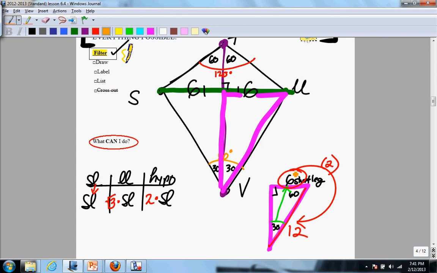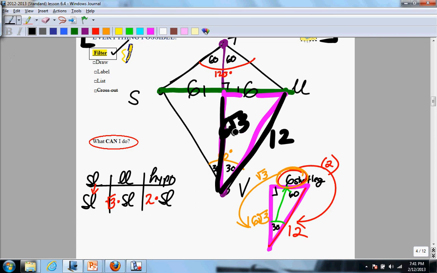Now we're going to go to the long leg. So circle short leg again. Long leg is times by root 3. So this piece right here is 6 root 3. Let's put this on the diagram. So far what we have is this length is 12, and this length is 6 root 3. This length is also 12.